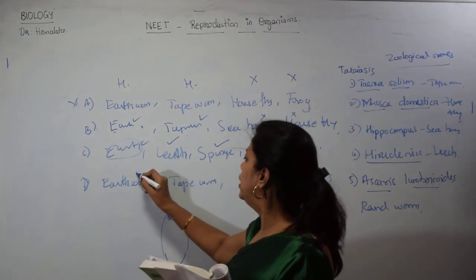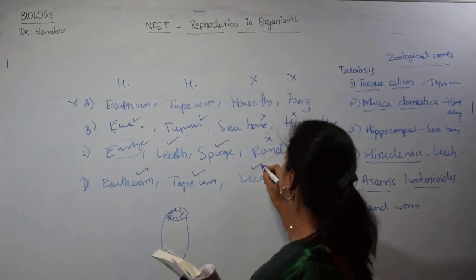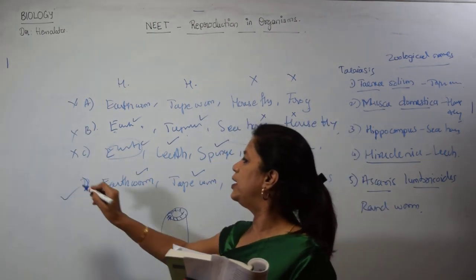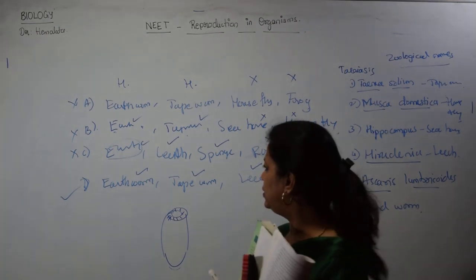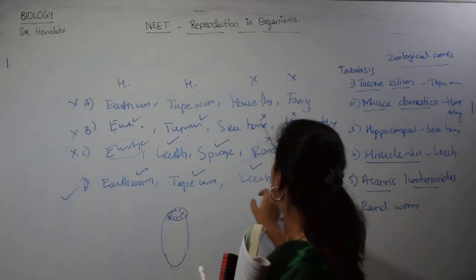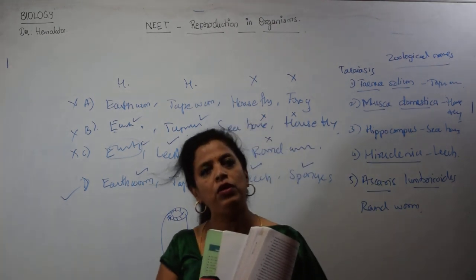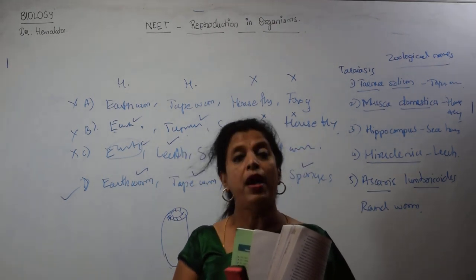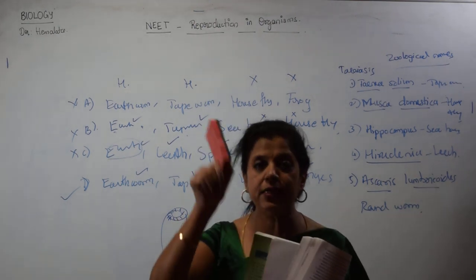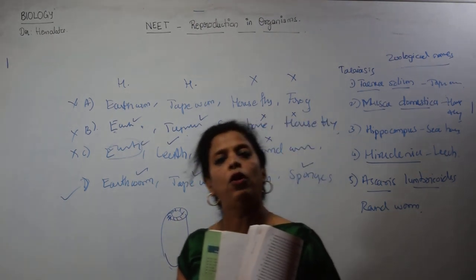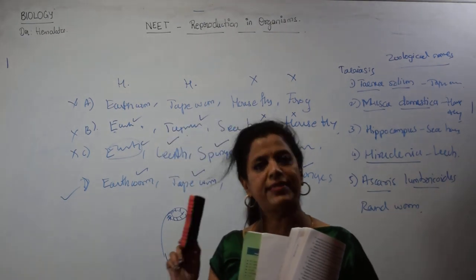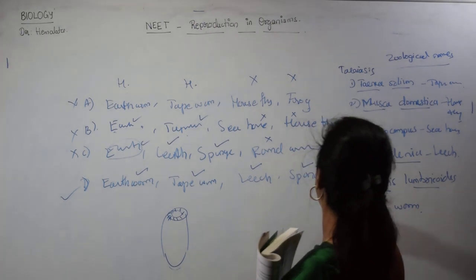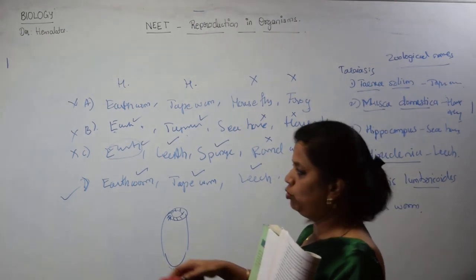Then the fourth one, earthworm is correct, tapeworm is correct, leech is also right, sponges also is right. So among all these three are wrong. This is the right answer. Right? So all the four, earthworm, tapeworm, leech and sponges are all hermaphrodite organisms. They are showing hermaphroditism, having male and female sex organs in a single organism. They normally have no two sexes. So that's why that's a right option. So remember these questions or these scientific names also.